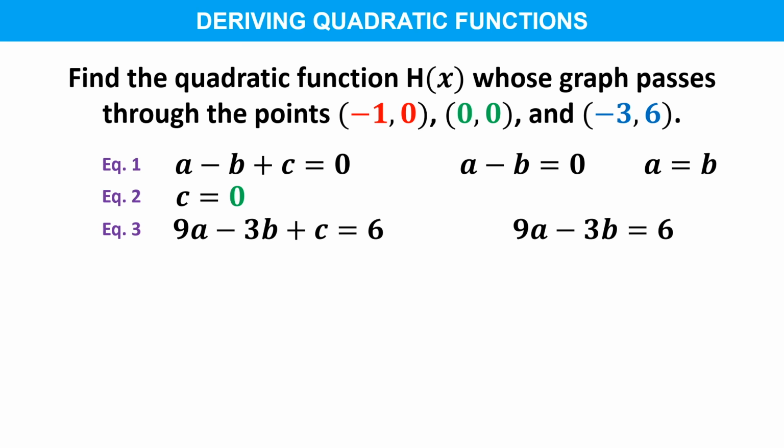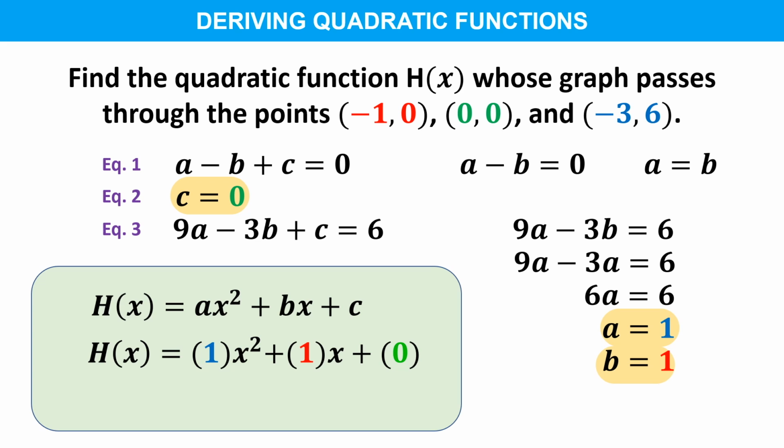Since a is equal to b, then 9a minus 3b is equal to 6, which is the same as 6a is equal to 6, or a is equal to 1. And therefore, b is also equal to 1. We can now use the values a is equal to 1, b is equal to 1, and c is equal to 0 to write the required quadratic function h of x. Therefore, h of x is equal to x squared plus x.